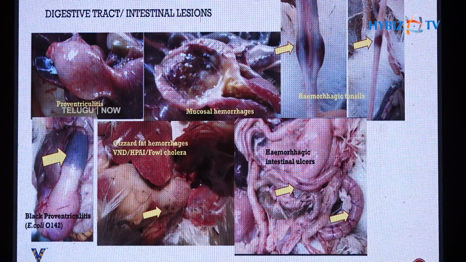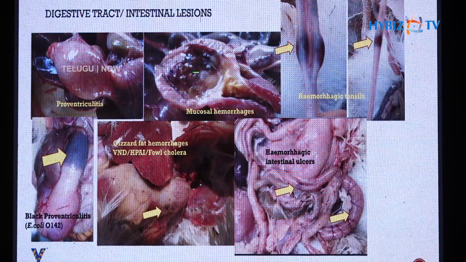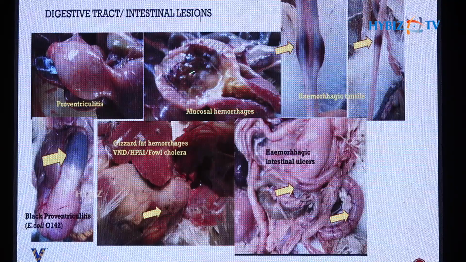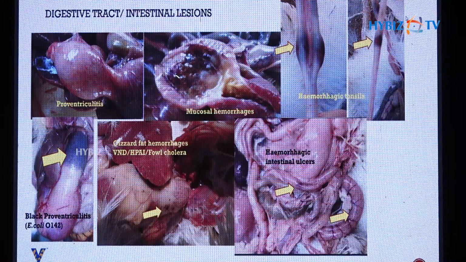And coming to the digestive and intestinal clinical picture, you can see proventriculitis, which everybody will appreciate as a lesion typical of ND, but it can happen in influenza also. Okay? The cecal tonsil hemorrhages, all those things. But you can see here, this is very common nowadays. The black proventriculus, proventriculitis, the black proventriculus. This is very typically caused by E. coli infections. The strain is O142. You can Google and check what is black proventriculus. You can come up with saying that it is E. coli infections. So we need to have a proper differential diagnosis when we are dealing with the postmortem cases.